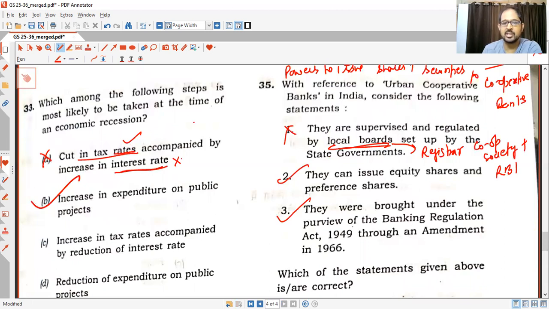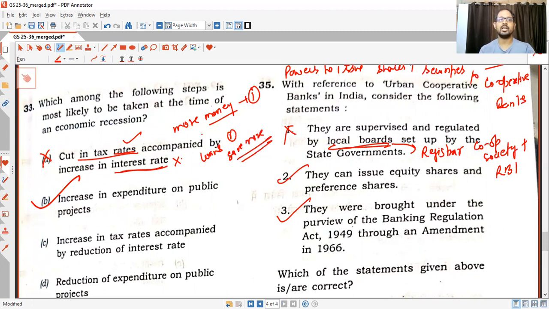Look into it. If tax rates are cut, there will be more money with the people. Definitely, this one is fine. But if interest rates are increased, loans will be dearer, expensive loans. And second, people will try to save more rather than spend. While there is economic recession, the concentration should be on spending. If there is more spending, there will be more chances of revival of the economy. So the interest rate increase is incorrect, and statement A is incorrect.